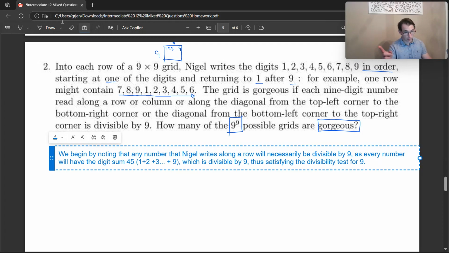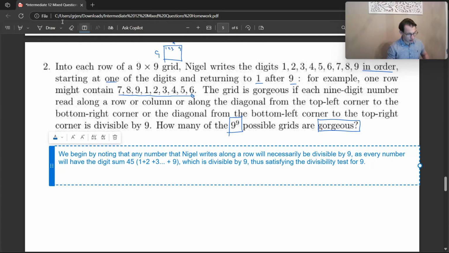Okay, well, every row is already taken care of. So we don't need to worry about rows. Rows are always fine. Now, suppose he has some arrangement of numbers in the first 8 rows. No matter what, every column still can be satisfied this way.